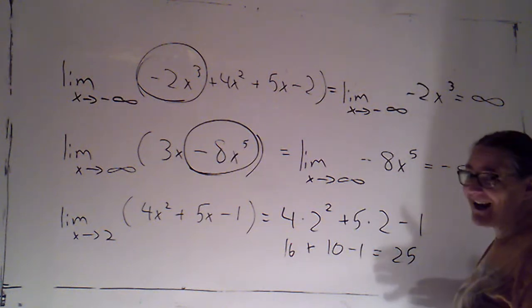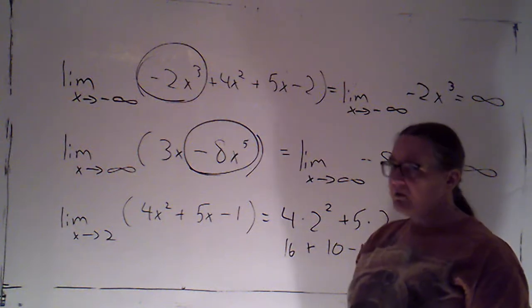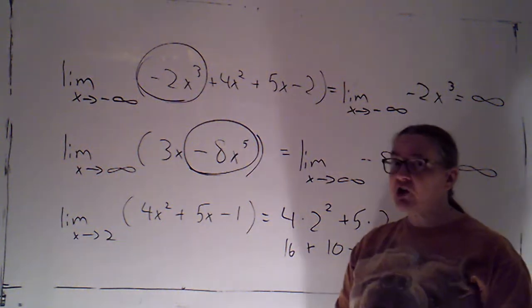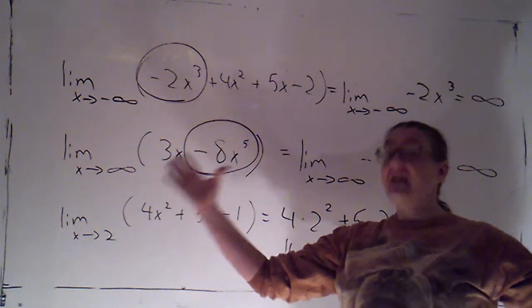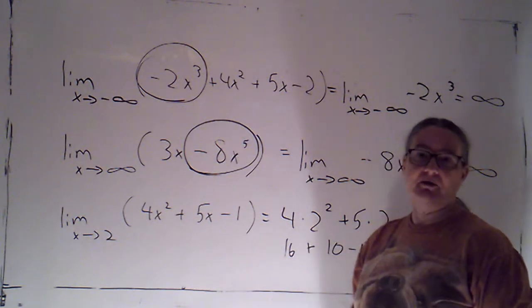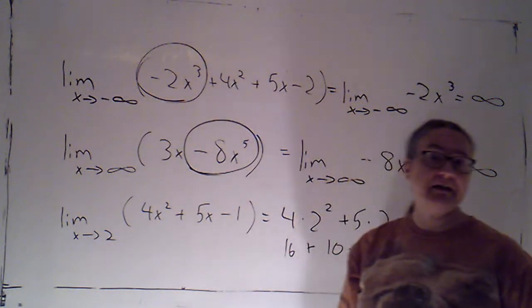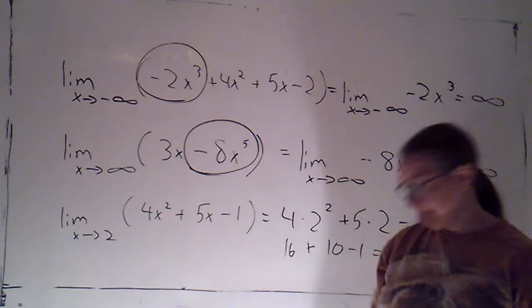So do be very careful. The rule that you can look just at the lead term only applies if that lead term is so much bigger than everything else that everything else becomes negligible. And that's only true if we're going off to infinity or negative infinity.